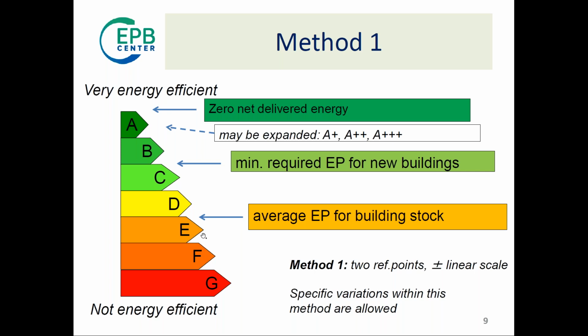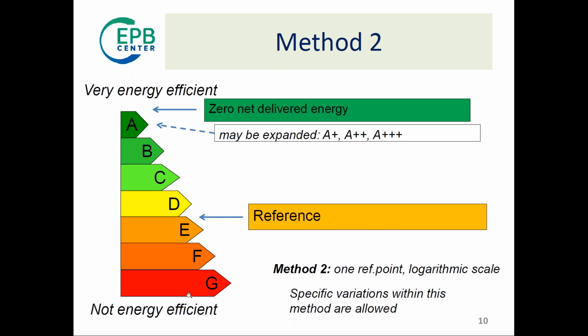So the first method uses this graphical representation, and it has 2 references, one on the average building stock and one on the minimum energy performance required for new buildings. It's allowed to expand the first class A, by A+ to A triple plus. So this method uses 2 reference points, and it also uses a more or less linear scale. And in the standard, you have specific variations described, which you can specify in the annex where you make the national choices. Method 2 uses the same graphical representation, but now you have only a single reference, and the other difference is that you have a logarithmic scale, which is shown on the next slide.